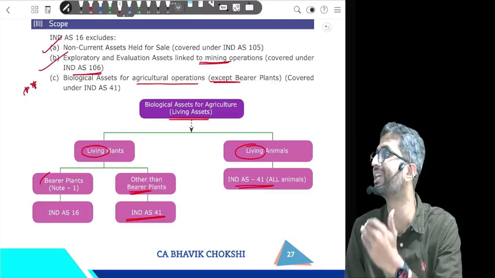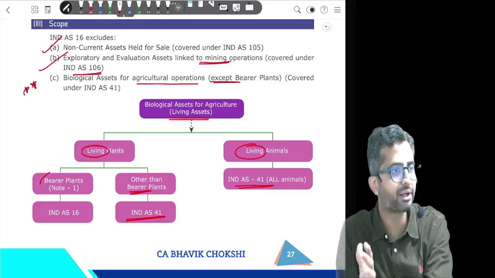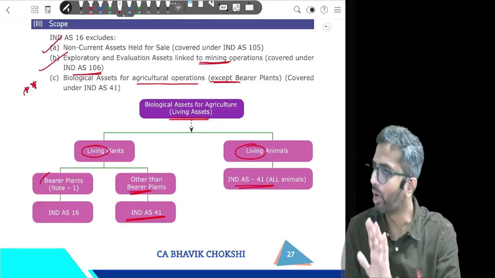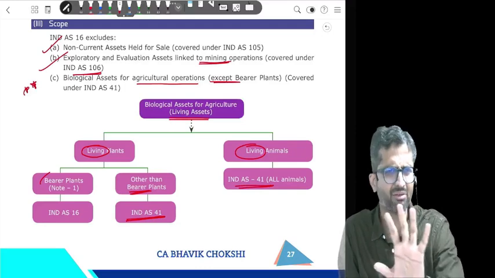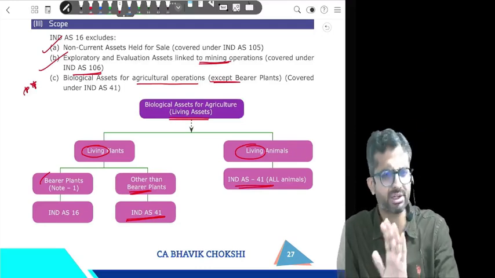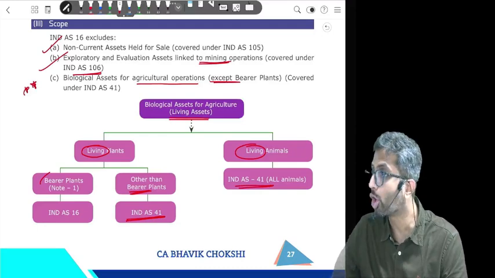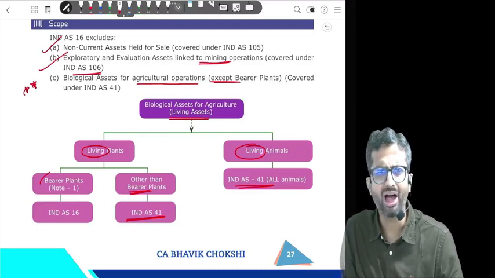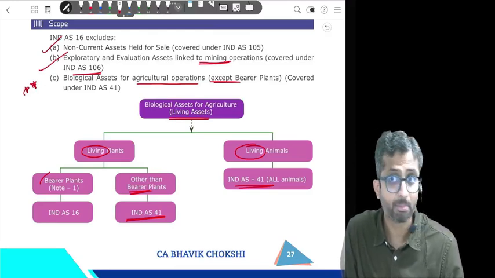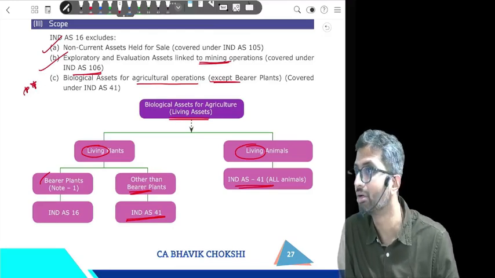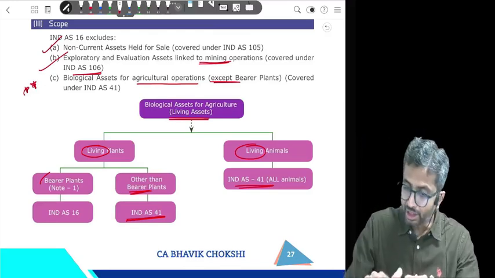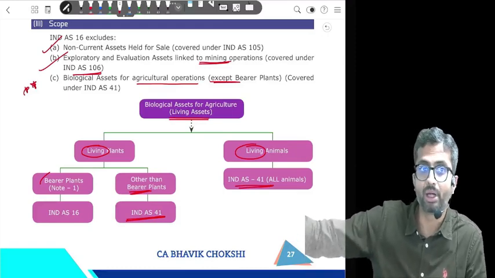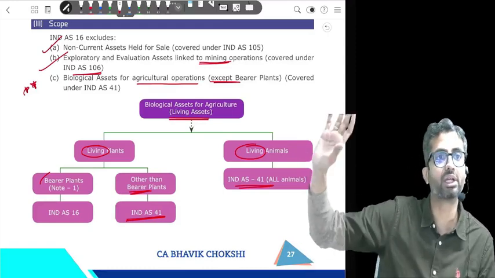When it comes to living animals, in general, where will they go? Provided they are used for agricultural purpose. What is agriculture? We will study it in detail in 41, but we have a broad idea. Is a security dog or a police dog used for agricultural purpose? But is that dog a living animal? Will that dog go under 41? For living animals, there's no bearer or non-bearer; we are saying living animals, Ind AS 41.